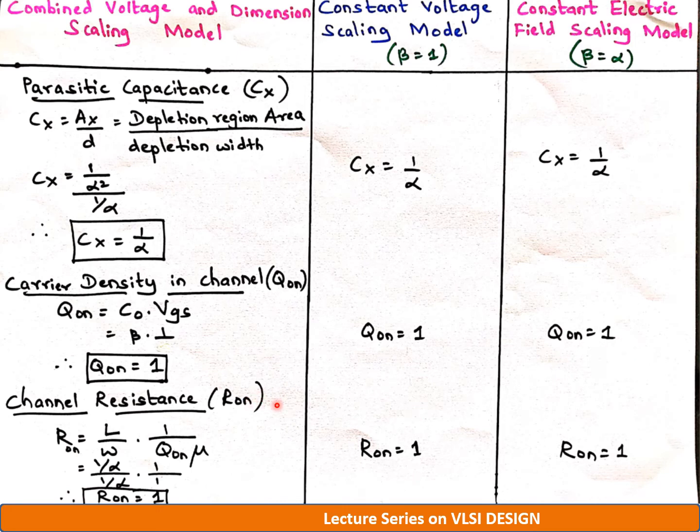Channel resistance is given by L by W into 1 by Q1 into mu. Length and width are scaled by 1 by alpha. Mu is a constant. Q1 is scaled by 1. Therefore, scaling factor for resistance is 1 in combined V and D model. In constant voltage scaling model, the scaling factor for resistance is 1. In constant electric field scaling model, the scaling factor for resistance is 1.